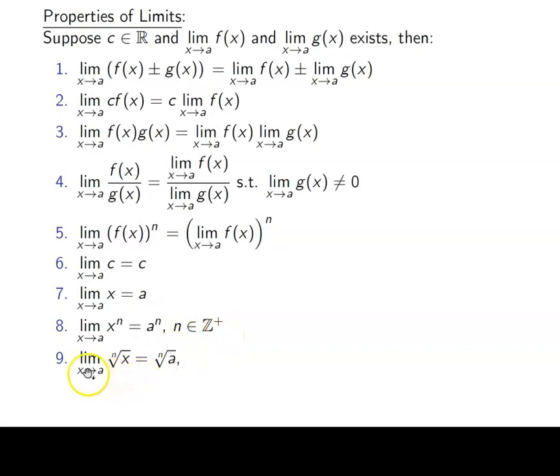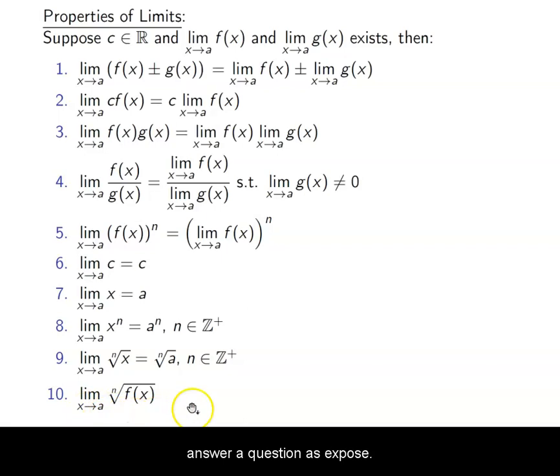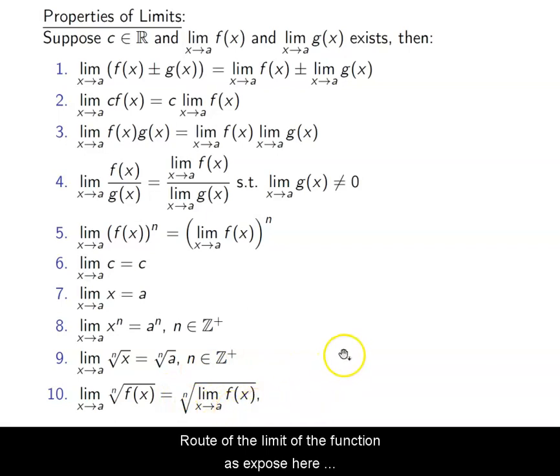Okay. Then we have the nth root. So it's the same thing again, because this is still a continuous function. So again, n has to be a positive integer as well, right? And we can extend this to the idea of a function. The nth root of a function as x goes to a is the same thing as the nth root of the limit of the function as x goes to a. Here again, n has to be a positive integer, right?